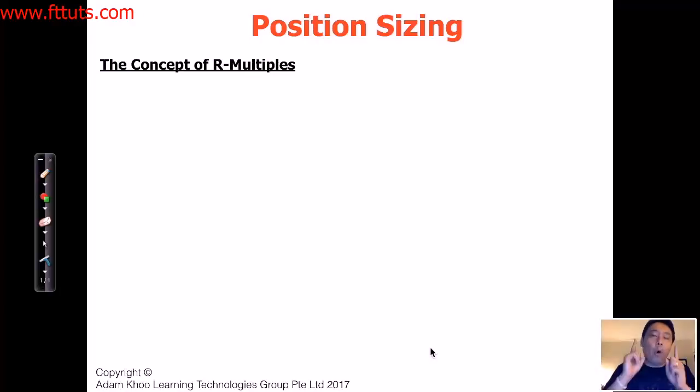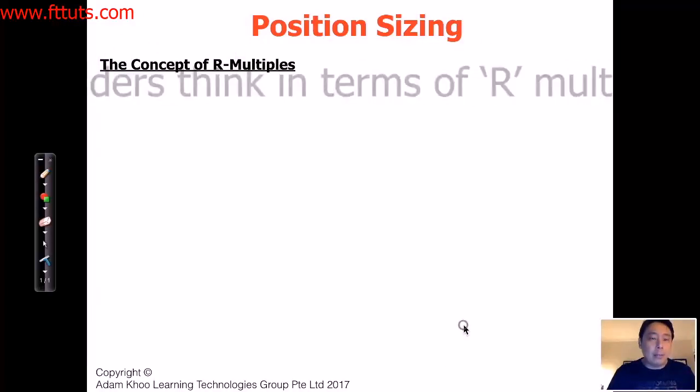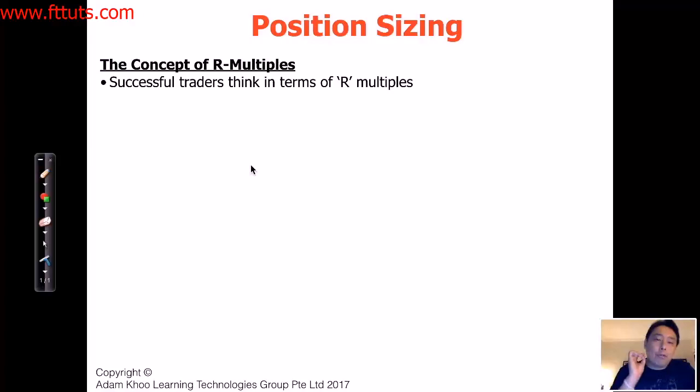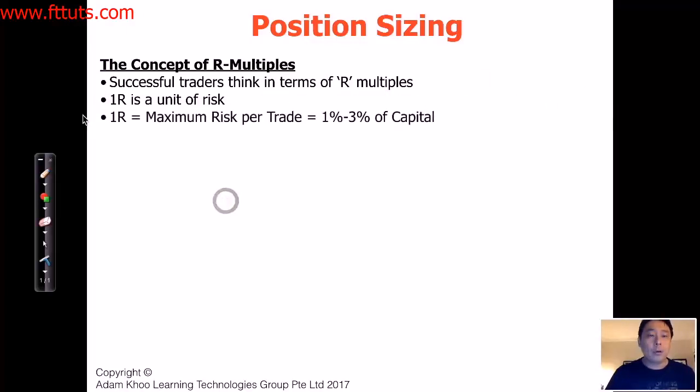So the key is to always think in terms of R multiples, right? What does that mean? So successful traders always think in R multiples, so they mentally disassociate with the money they're trading, okay? So what is 1R? 1R is a unit of risk. So again, 1R is the maximum risk you're taking per trade. So 1R could be 1% risk or 3% risk.